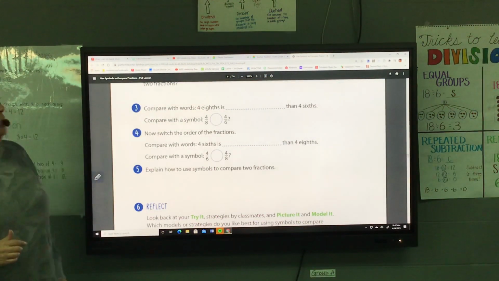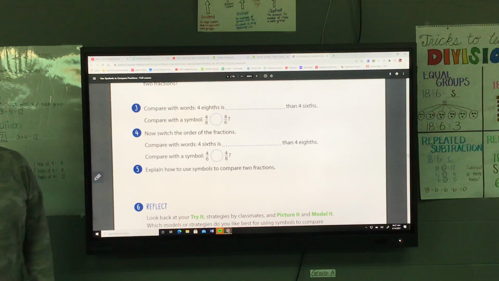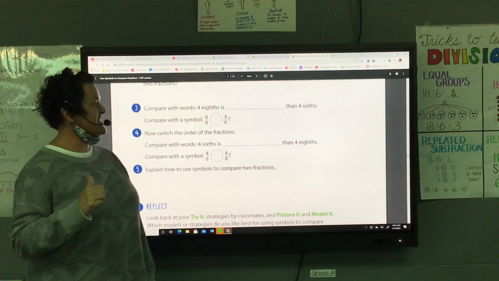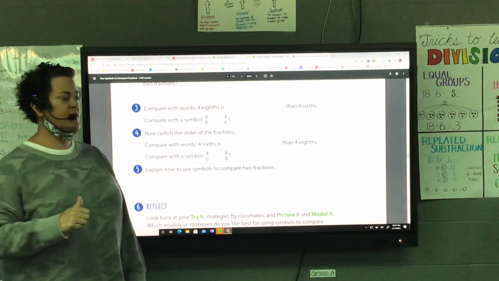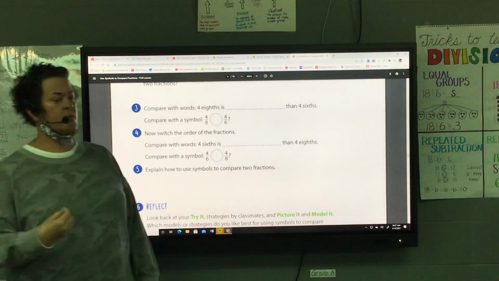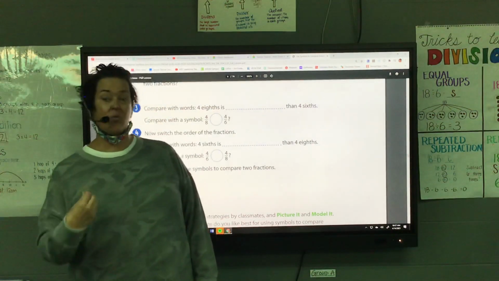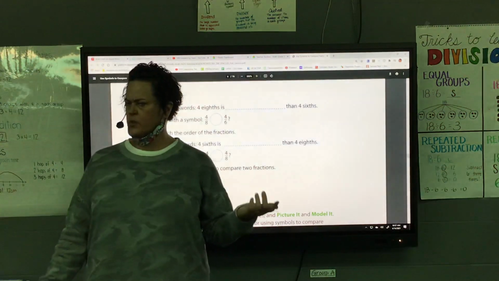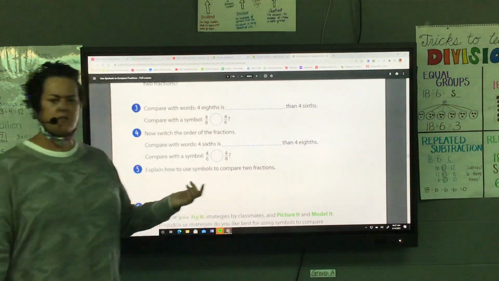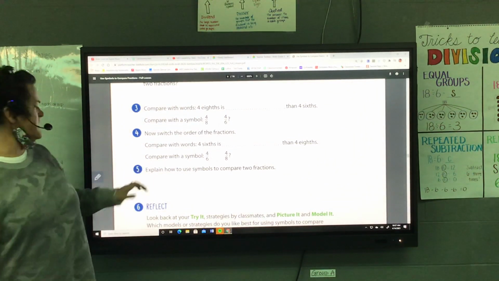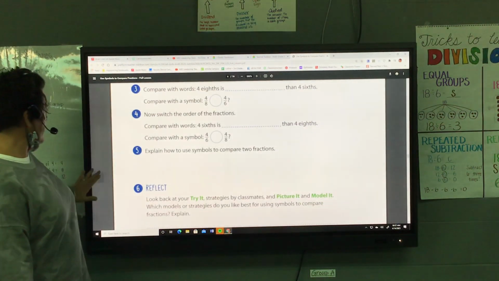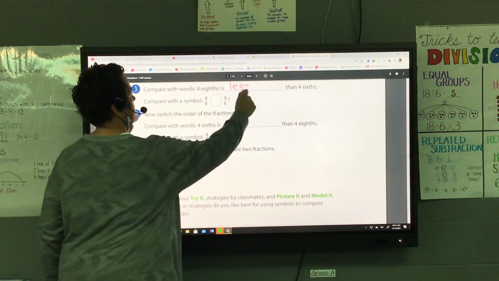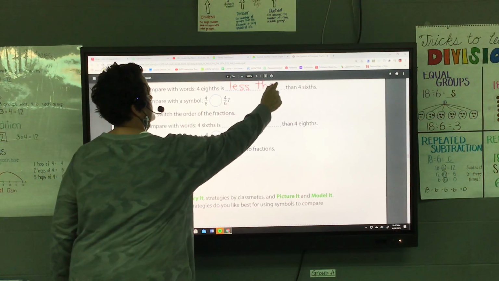All right, so with words, remember doing this on a couple pages before? Compare with words. 4/8 is, what did we say? Is 4/8 less than 4/6? Is it greater than 4/6? Or was it equal to? Do you remember which one it was? 4/8 is, what should we write there, everyone? Less than 4/6.